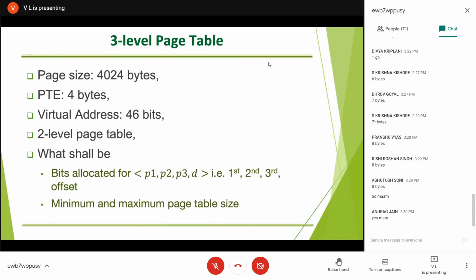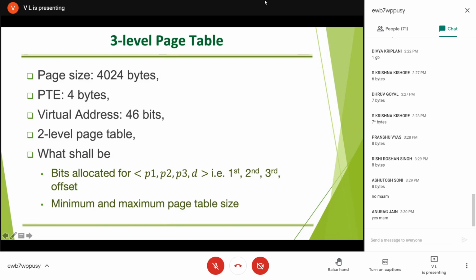So let's say a third level page table. It means we have to allocate bits for P1, P2, P3, and D. Now here the page size is 4096 bytes. So we assume that the page table entry is 4 bytes. It means each page will contain 1024 entries, that is 2 raised to power 10 entries. It means P3 can be reserved 10 bits, P2 can be reserved 10 bits. So 10 plus 10, 20 here. And the offset, because page size is 4096, will be 12 bits. So 10 plus 10, 20, 20 plus 12, 32.